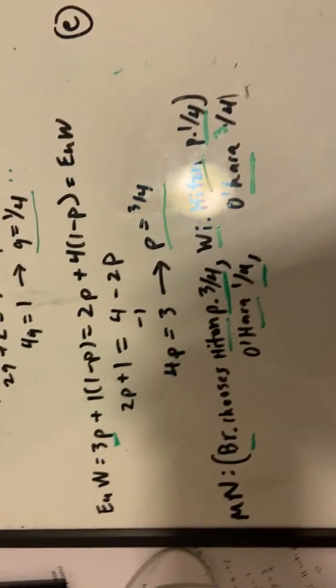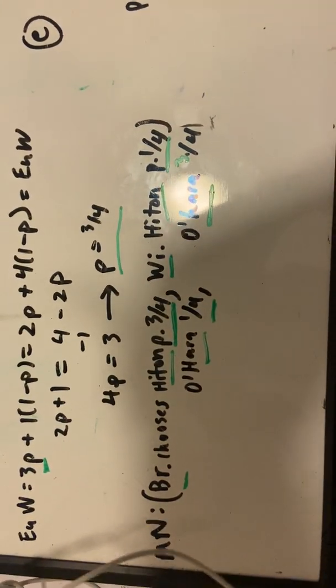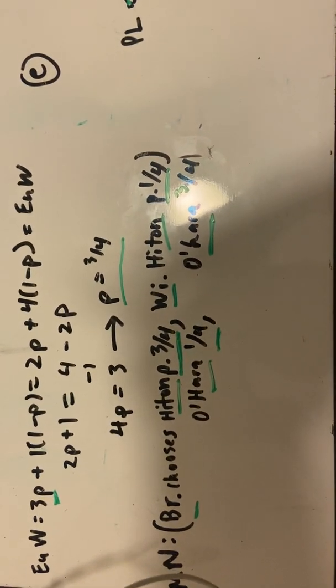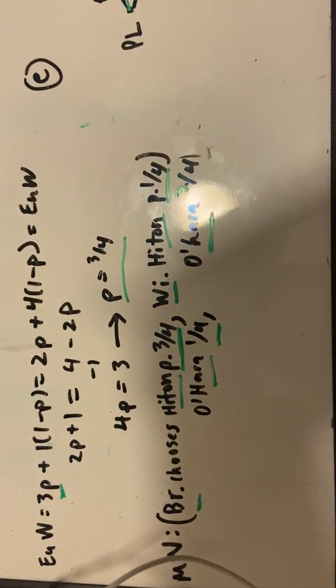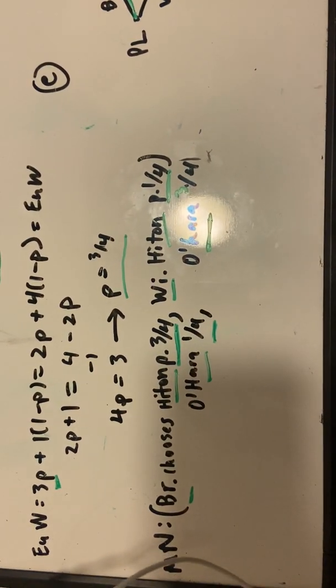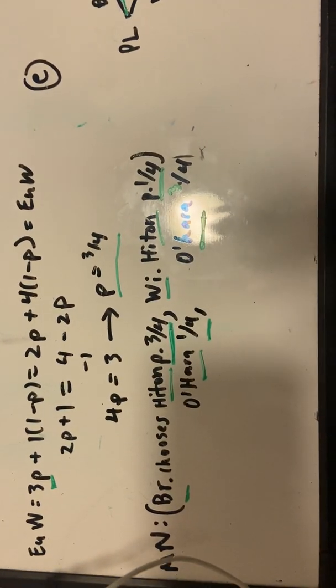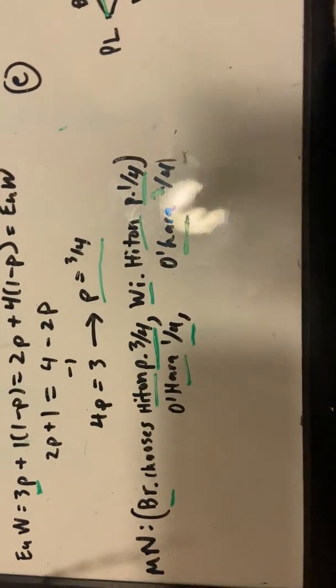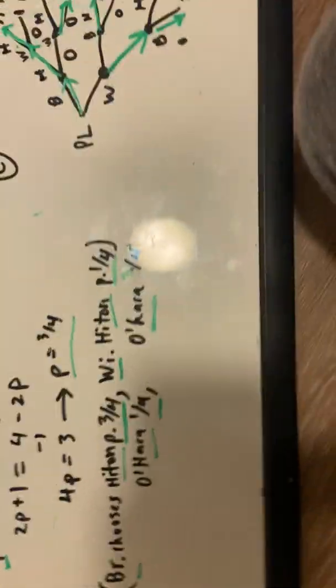So then the mixed Nash equilibrium is that brewery chooses Hilton with a probability of 3/4, and then winery chooses Hilton with a probability of 1/4. And also brewery chooses O'Hara with a probability of 1/4, and winery chooses O'Hara with a probability of 3/4.